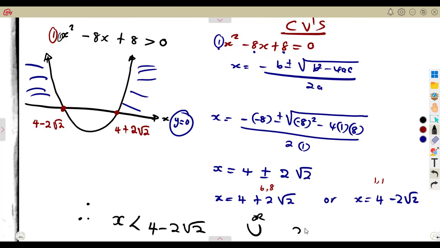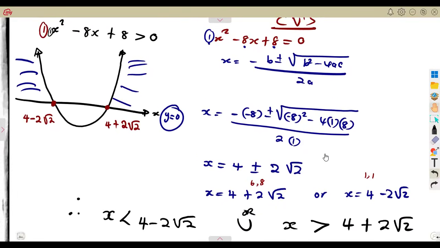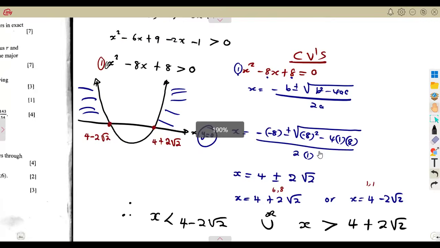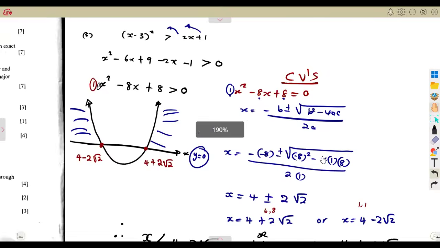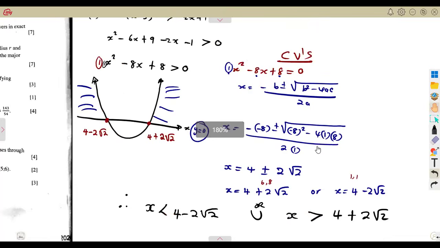Or our x is going to be greater than this other solution that we are given, which is 4 plus 2 square root of 2, sorry, like this. So that is in exact form, no decimal. So that is how we could have solved this inequality.